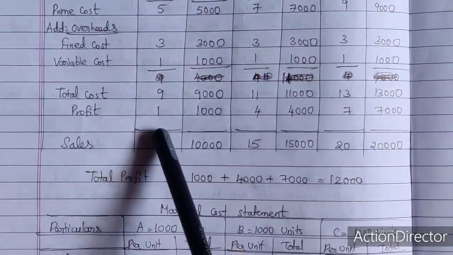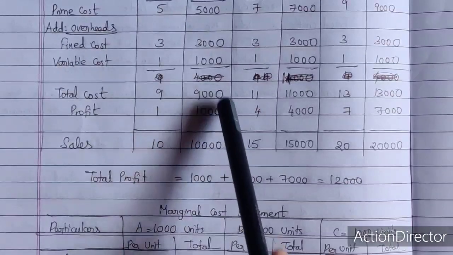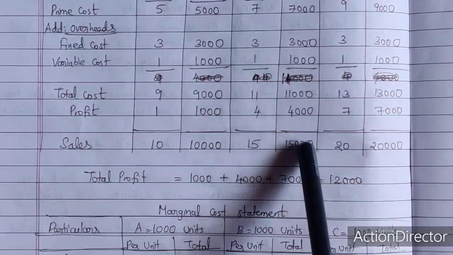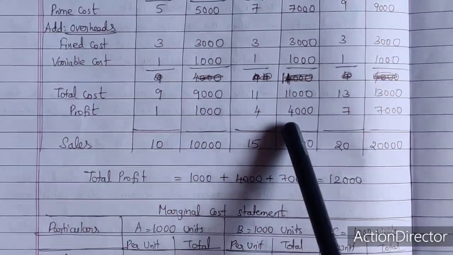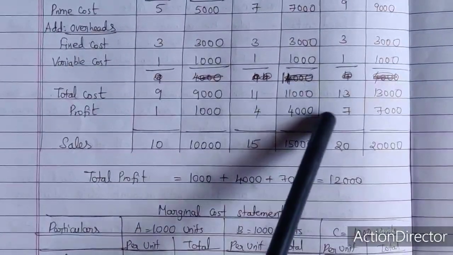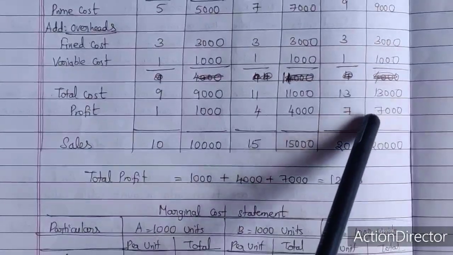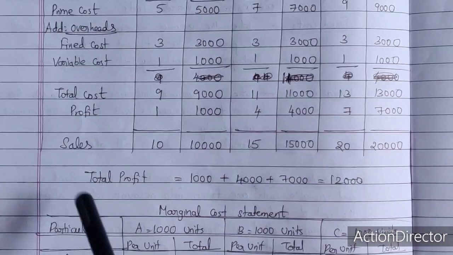From the sales we have to subtract the total cost to get the profits. 10 minus 9 is 1, so 10,000 minus 9,000 is 1,000. 15 minus 11 is 4, so 15,000 minus 11,000 is equal to 4,000. 20 minus 13 is equal to 7, so 20,000 minus 13,000 is equal to 7,000.